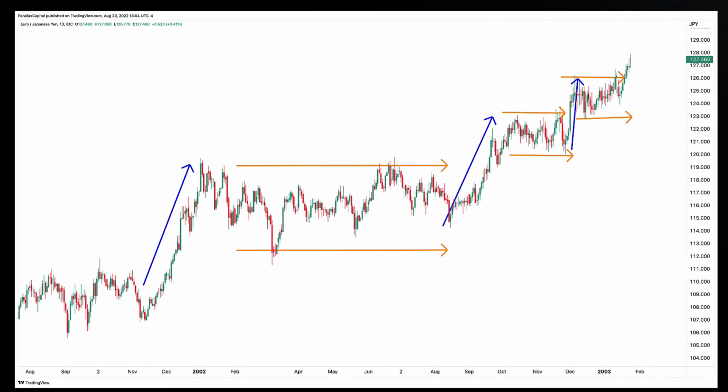So here's a great example of that impulse correction sequence. This is in Euro Yen on a daily time frame chart. You can see the blue arrows are the phases of the market where we're witnessing impulsive price action, and then the orange arrows show the corrective phase of the market. So you can see we have this lengthy corrective sequence here.